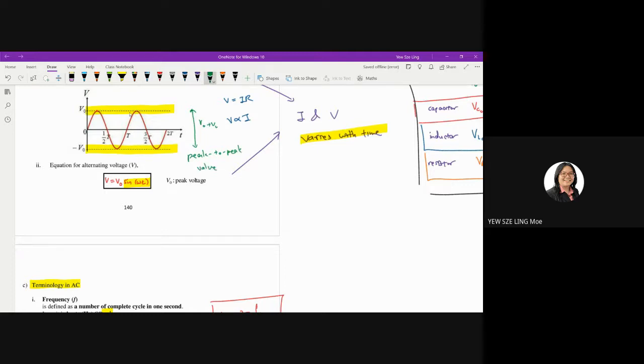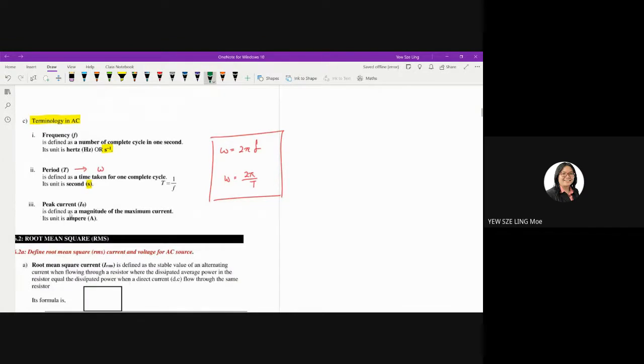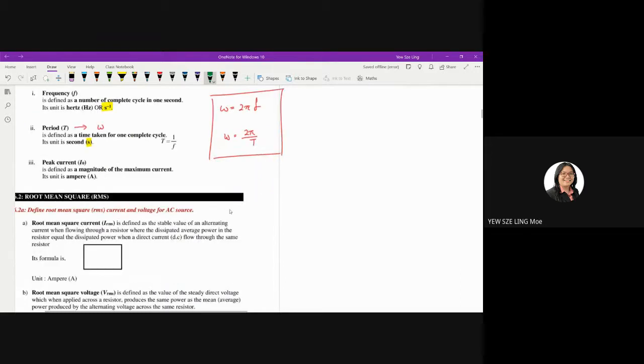So peak to peak value means going from the positive maximum to the negative maximum. What is the value between these 2 points? That is the meaning. So you just times the peak value by 2. All right. So peak value is the magnitude of the maximum, either the maximum current or maximum voltage.